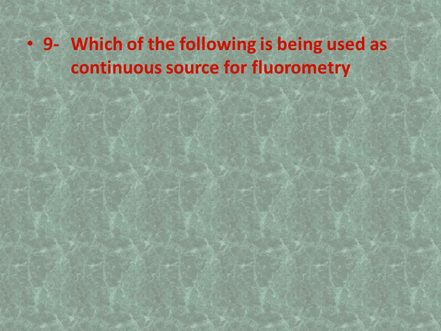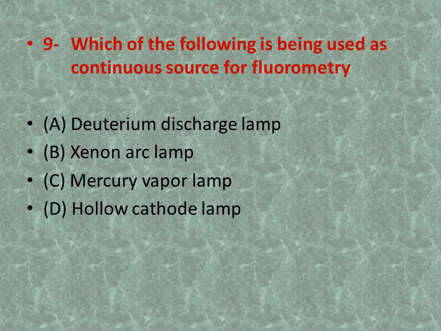Then question number 9, which of the following is being used as a continuous source for fluorimetry? So let's see the options. A is the deuterium discharge lamp, B is the xenon arc lamp, C is the mercury vapor lamp, and D is the hollow cathode lamp. So let's see what is the continuous source used in fluorometry. Here is the answer, which is option B, that is xenon arc lamp.